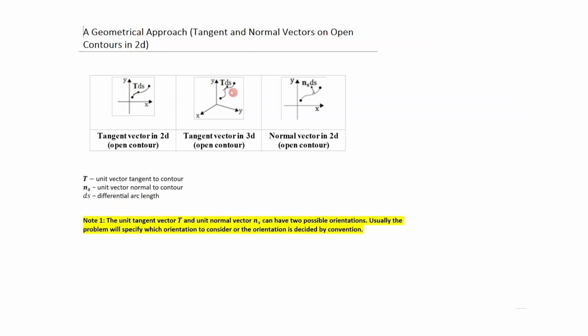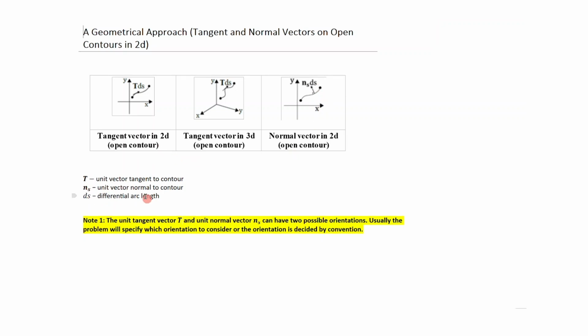In this case, it's the same as the 2D case. The only difference is that the unit tangent vector now has a z component, whereas here it only had x, y components. In the case of the normal to a contour, the normal could be pointing to the left, or could be pointing upwards or pointing downwards. So this is a normal to this contour, ds again being a differential arc length.